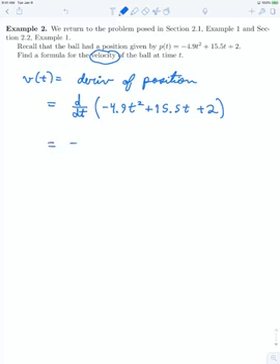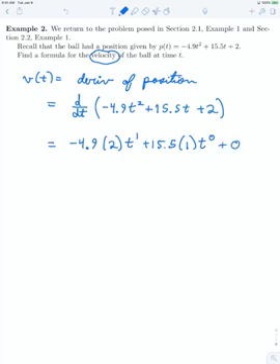Here's what I mean. I'm going to write this as negative 4.9, and I'm going to bring the 2 down in front, and then subtract 1 from that power, so I have t to the 1. Then 15.5, I bring the 1 down in front, I subtract 1 from that power, and I have t to the 0. And then finally I will say plus 0.